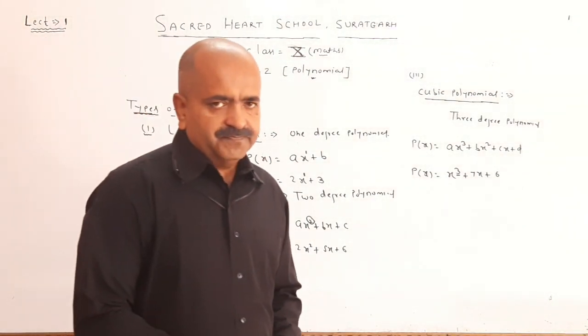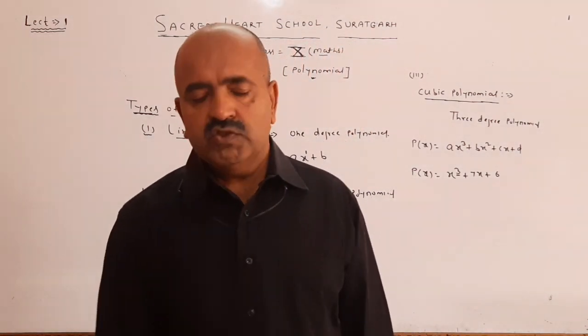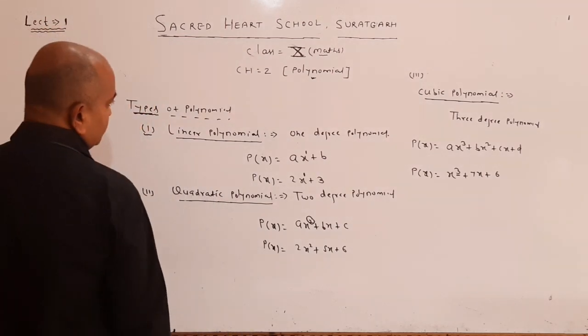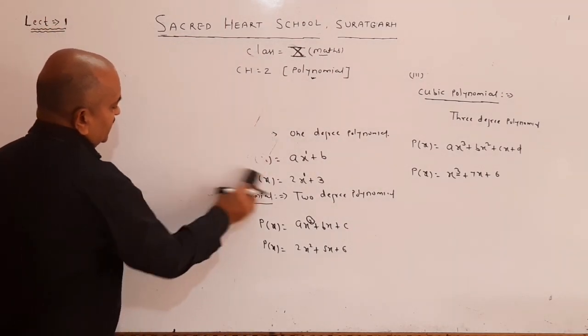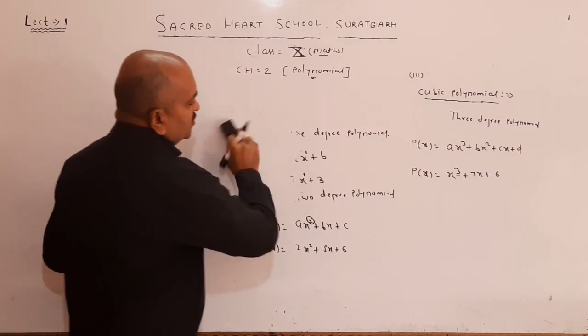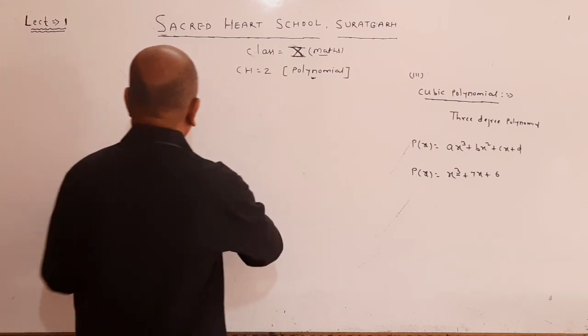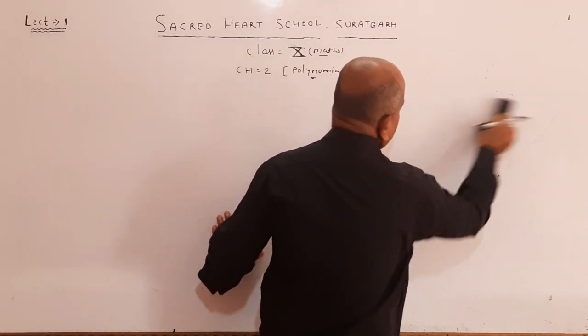After that, students, now we find zeros of the polynomial. So the next topic is finding zeros of the polynomial. What is the meaning of zeros of the polynomial?